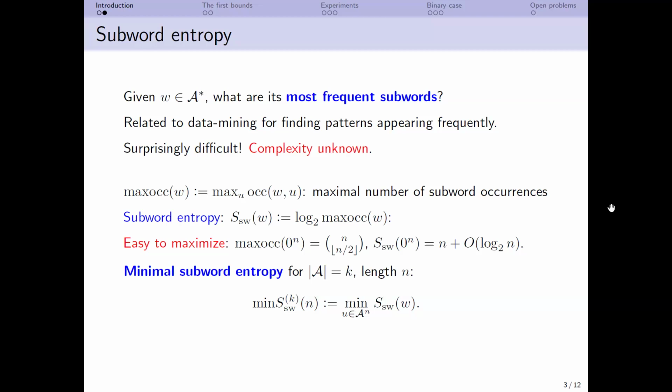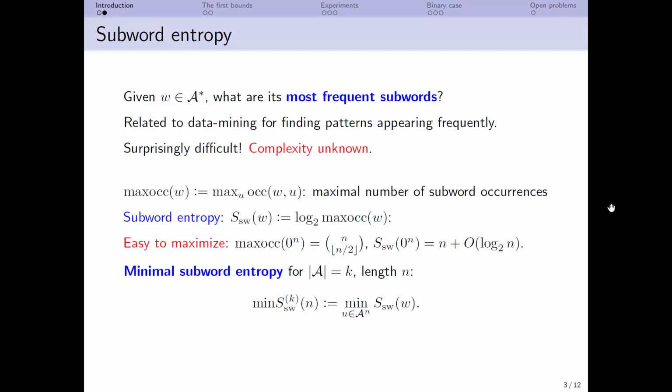So that's why I'm interested in this problem. What I'm going to study is an enumerative version of it. We define a function called max occurrences, which simply counts the number of occurrences for the subword that maximizes this occurrence. Then I'll define the subword entropy of the word to be simply the log base 2 of the maximal occurrences. Why? Because an occurrence in the word is simply a subset of positions, so for each position, do we take it or not? So it should be base 2.